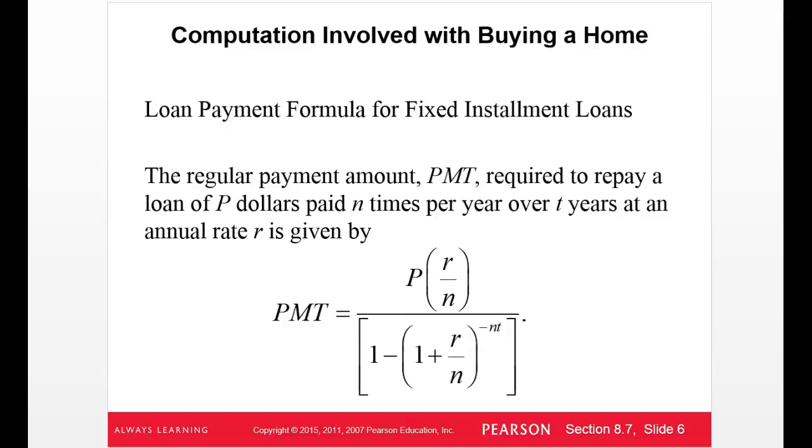All right, PMT is the payment. It's the amount that we're going to have to pay each month when we are borrowing P dollars. n times per year, typically, again, that's going to be 12, like we've seen so many times with monthly loan payments. And t is the number of years. And typically for mortgages, that's 15 or 30, but it can be other values. But those are the two most common, with 30 being even more common than 15.